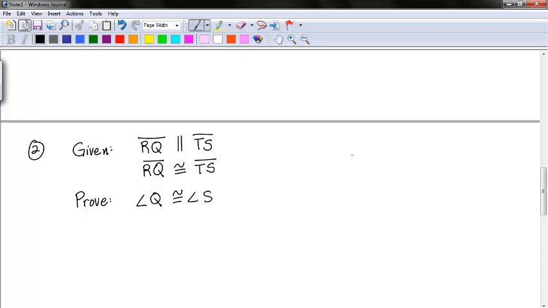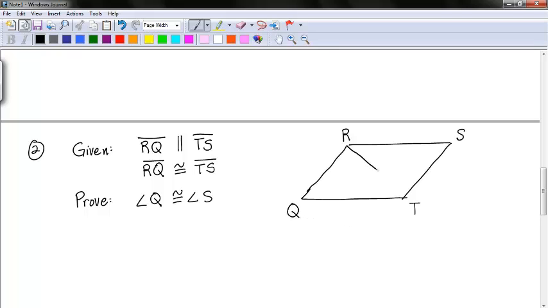Here's the picture. Draw like a parallelogram. Label R up here. Label this as S. This is T. And this is Q. And I want a diagonal from R to T.